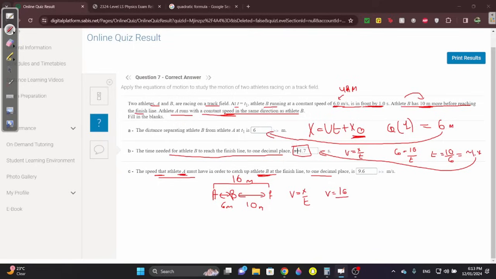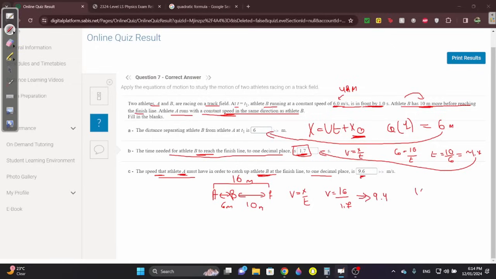Okay, we want A and B to reach at the same time. Since B is going to reach in 1.7 seconds, we're going to use our time as 1.7. B reaches after 1.7 seconds, but we want A to reach at that same time, so obviously we use 1.7 seconds as our time too. If you divide these, if I'm not wrong, you get 9.4. Okay, but the answer is 9.6.